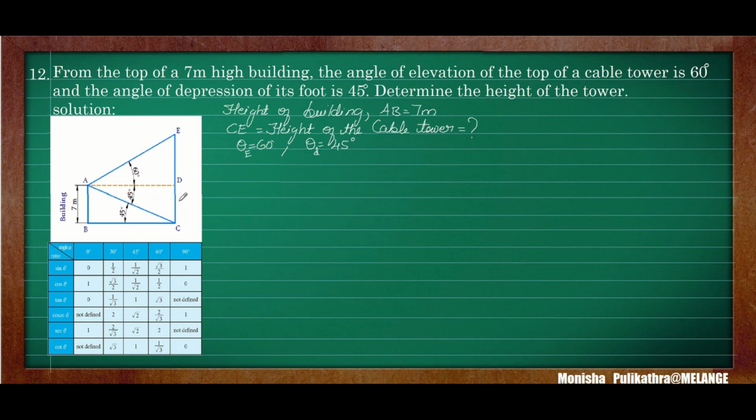Determine the height of the tower. We need to find out the height of the tower, that is CE. So here we need to first work in the triangle ABC, so that we can find out the height of CE. We know that AB and CD are in the form of a rectangle. In a rectangle, the opposite sides are equal, right? So ABCD is in the shape of a rectangle.